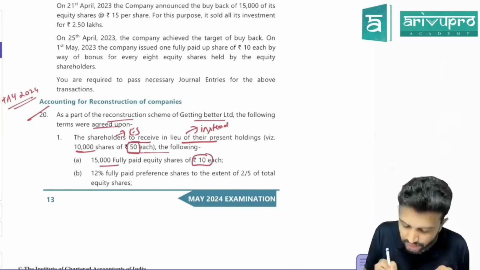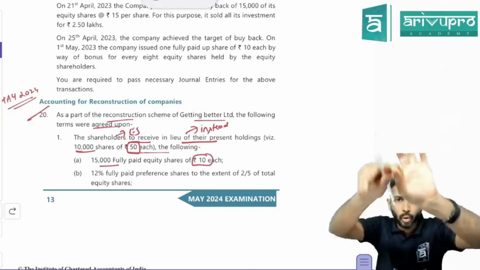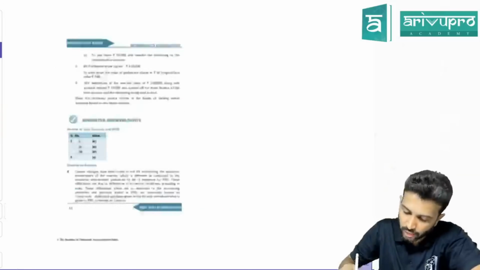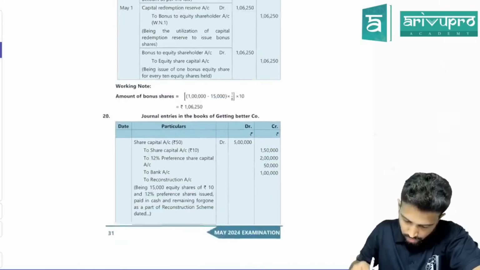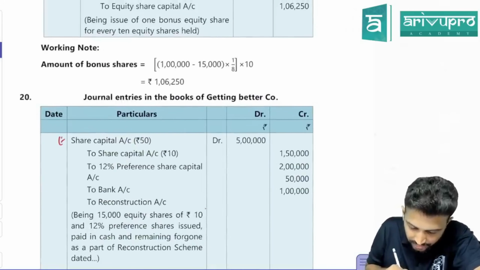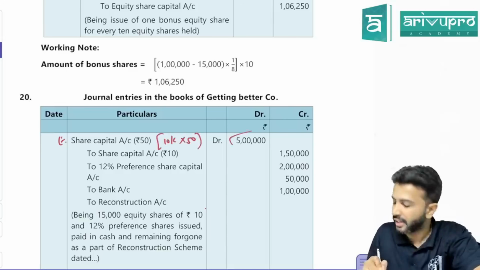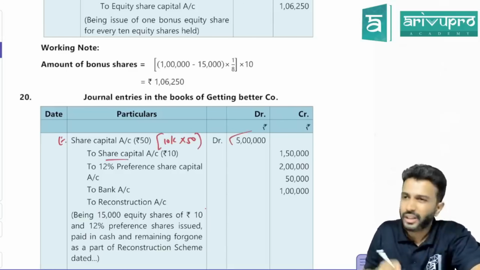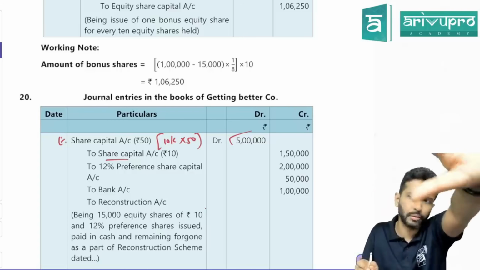Sir, what was the original face value of the share? 50. Now it has become 10. So what is the entry you will pass? Old shares fully you need to cancel. What is the entry for this? Equity share capital. Don't write share capital. Write it as equity share capital account debit. How much? 10,000 into 50, which is 5 lakh. To what account, sir? They have written just share capital because we don't know the value. You can write equity share capital, which in my view is okay.